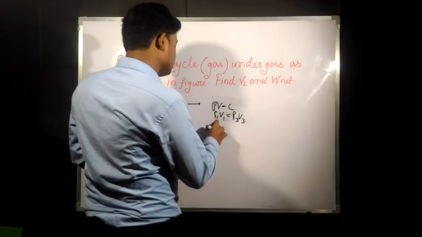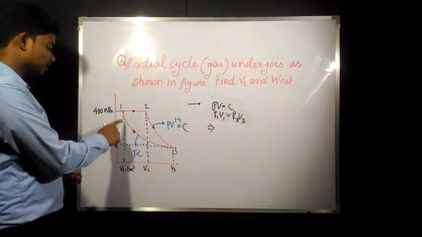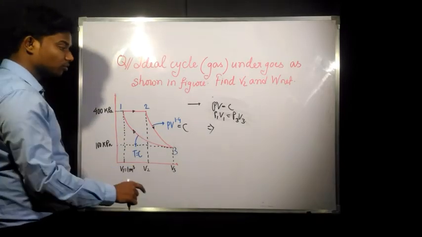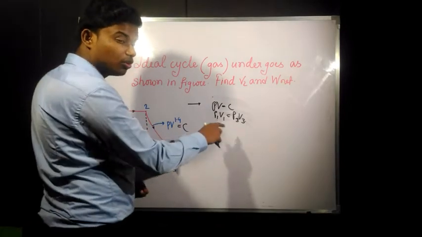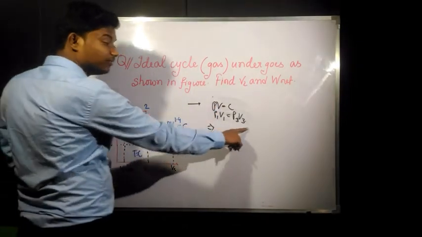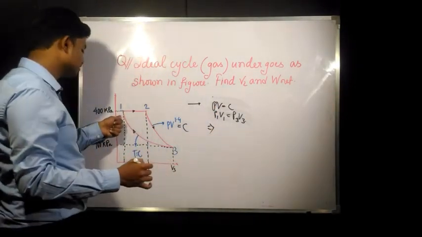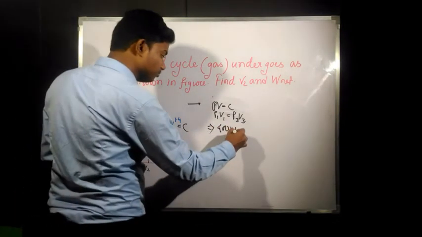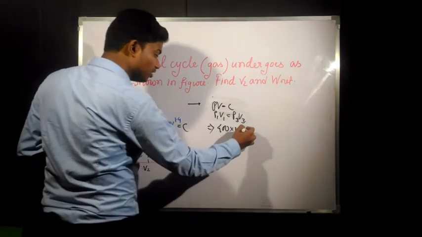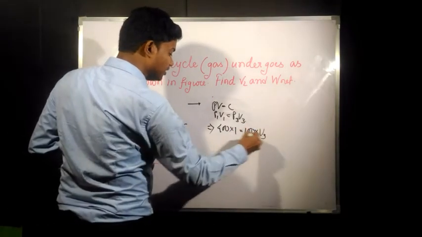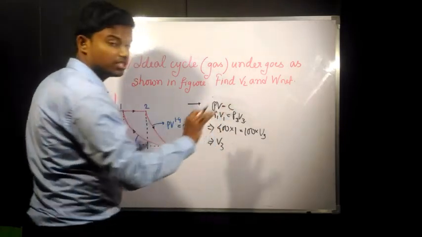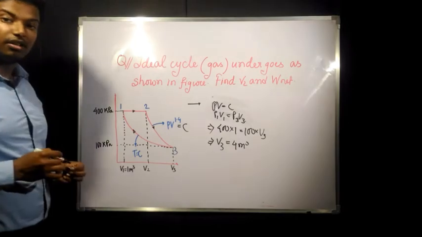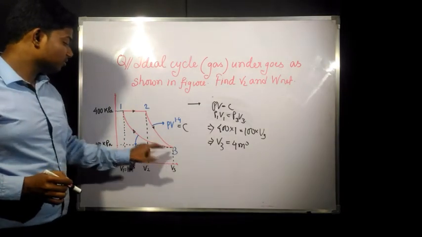So P1 we know from this state, P3 we know from this state, V1 we also know, but V3 we do not know. So from this whole equation, only one thing is unknown, V3, which you can easily find out. P1 is given as 400 kilopascal, V1 is given as 1 meter cube, P3 is given as 100 kilopascal, and V3 from this equation is going to be 4 meter cube.